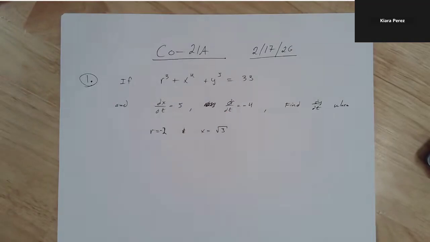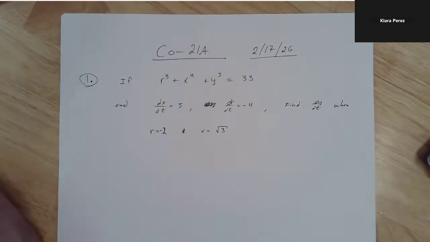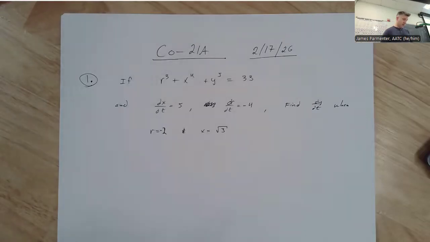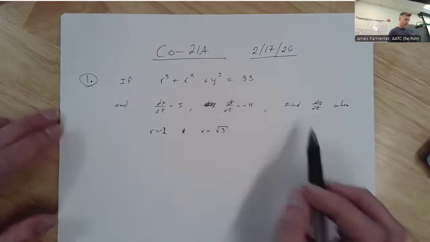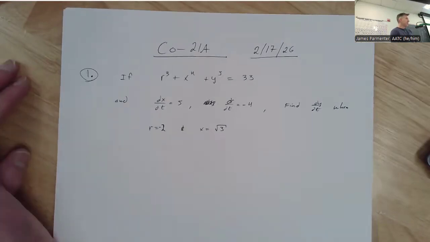So let's read this question that I've just made up, which probably might suck, but it's still going to get the point across. We're given an equation: r cubed plus x to the fourth plus y to the fifth equals 33. We're also given some rates of change. But let me make sure I started the Zoom. I think I did. The Zoom is on. And we're given that dx/dt is equal to 5. We weren't given any units, so we're just not going to worry about the units. And dr/dt is equal to negative 4. We're asked to find dy/dt when r is equal to negative 2 and x is equal to the square root of 3.